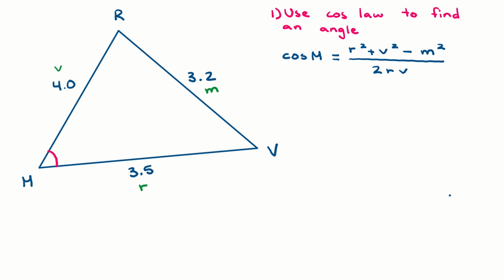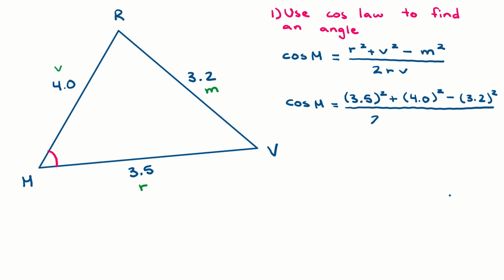Then plugging in our numbers, we have cos of M is equal to 3.5 squared plus 4.0 squared minus 3.2 squared, divided by 2 times 3.5 times 4.